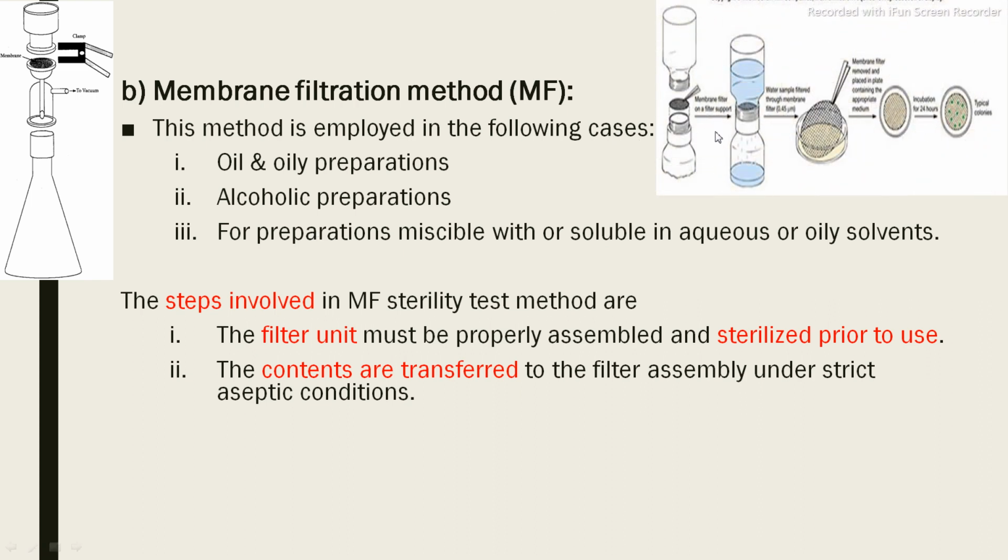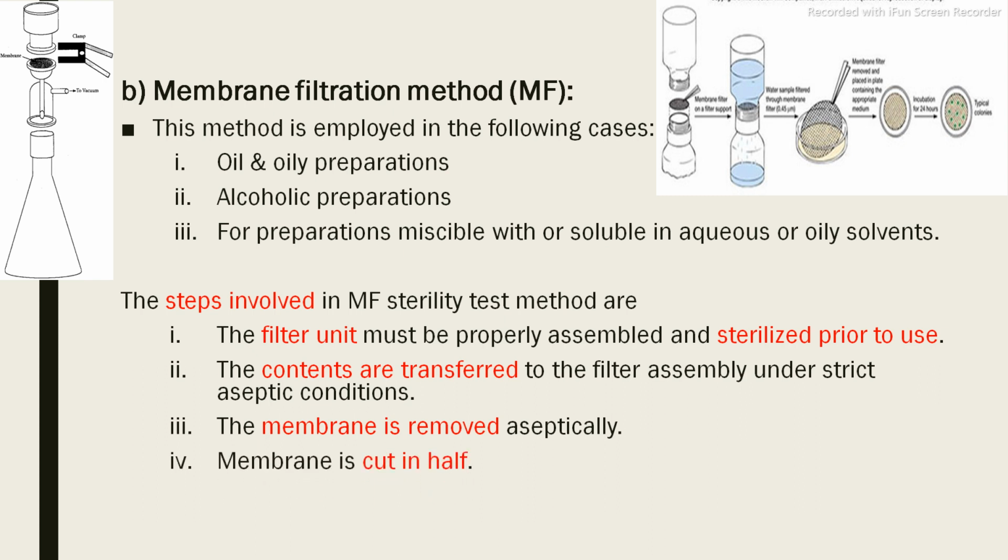Here you can see, first we have to fix the filter unit. Once the fixing is done, then we have to start adding the parenteral preparation, whatever it may be. Suppose it is in vials or ampoules, whatever it is, then we have to start transferring the preparation. After filtration, you have to remove the membrane filter and divide it into two parts. The membrane filter is removed aseptically and the membrane is cut in half.